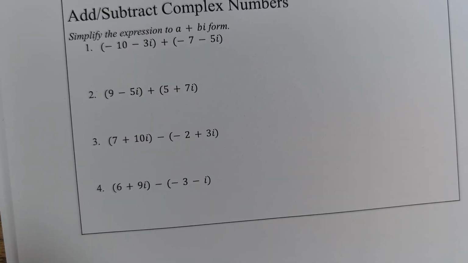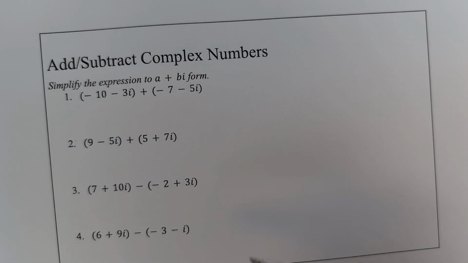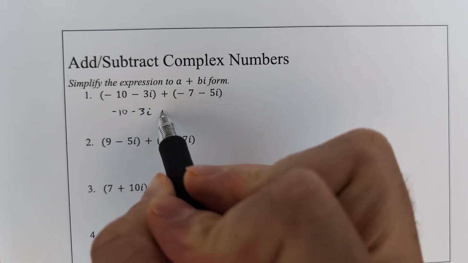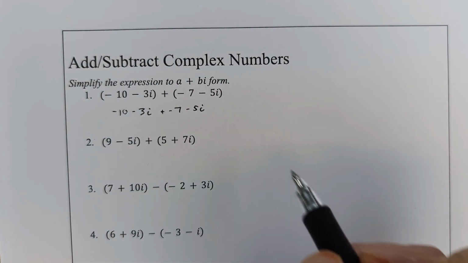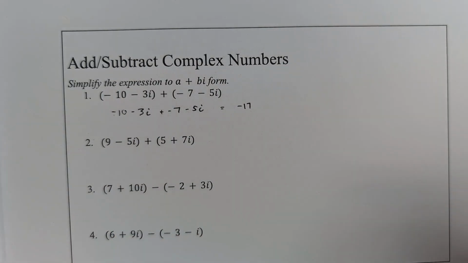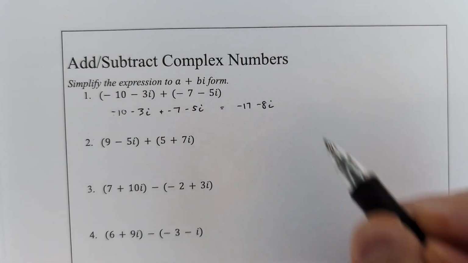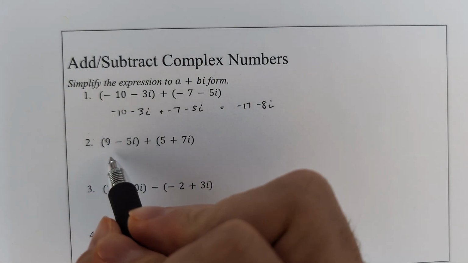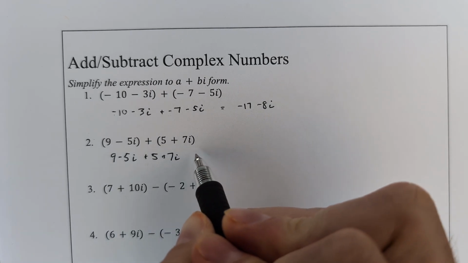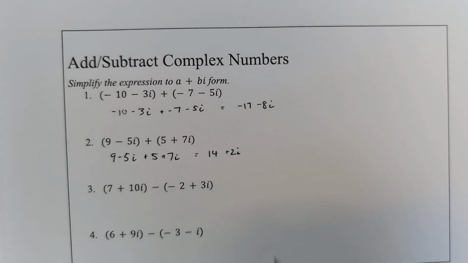All right, so the first 4 here are just addition and subtraction. For number 1, since it's an addition problem, we can just drop our parentheses. So -10 minus 3i plus -7 minus 5i, and then combine like terms. That's going to be -17, -10 plus -7, -3 minus 5, -8i. Number 2, same thing, addition, so I can just drop my parentheses, then combine like terms. So 14 for the numbers, 2i for the i's.